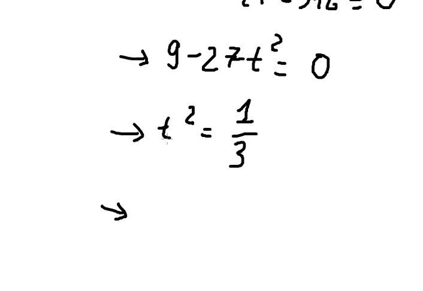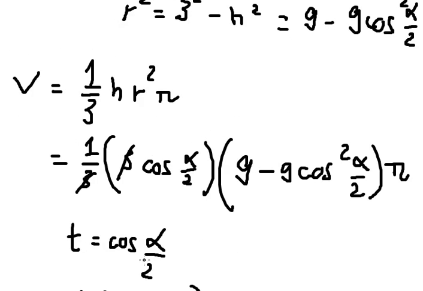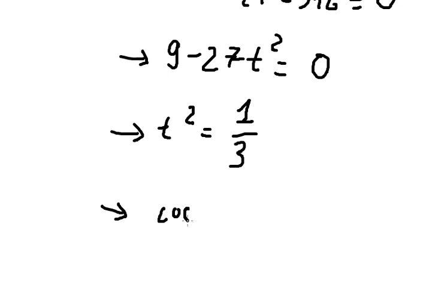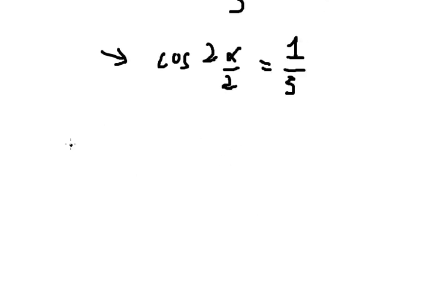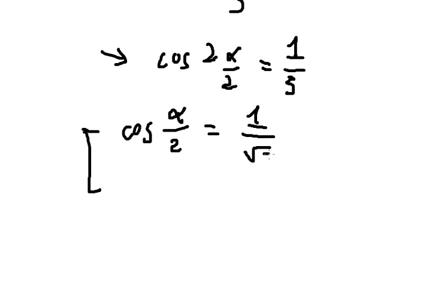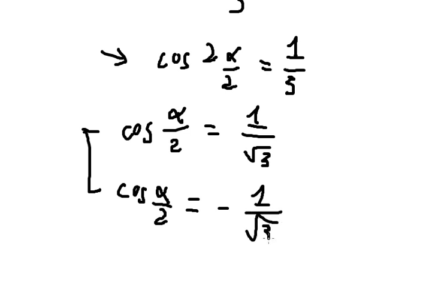So t is cosine of alpha over 2. In this situation, we have cosine alpha over 2 equals 1 over the square root of 3, and cosine alpha over 2 equals negative 1 over the square root of 3.